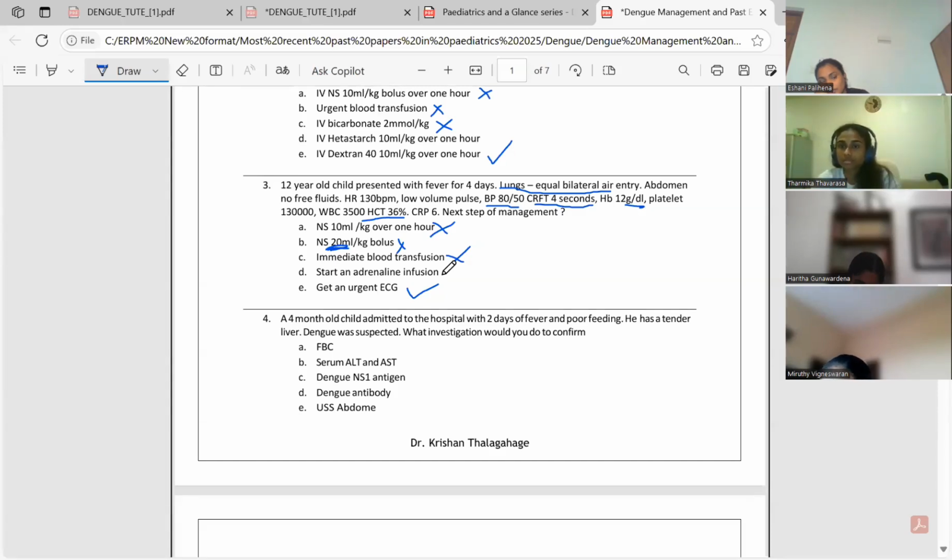Now, ideally, what you do is we tend to give 10 ml. I understood your point. It's a very valid point. You might give a 10 ml per kg bolus.